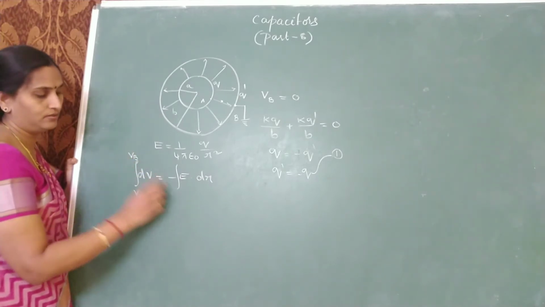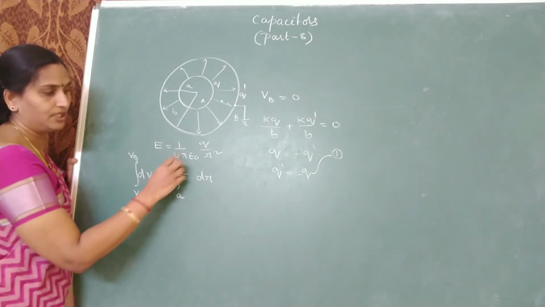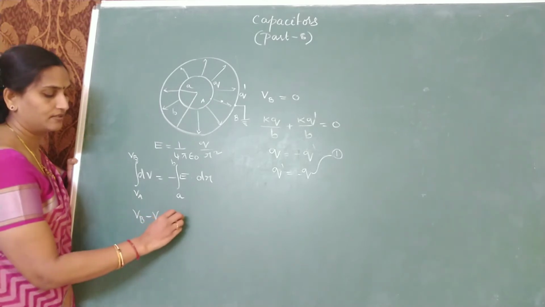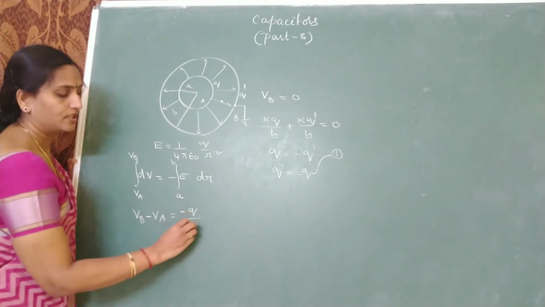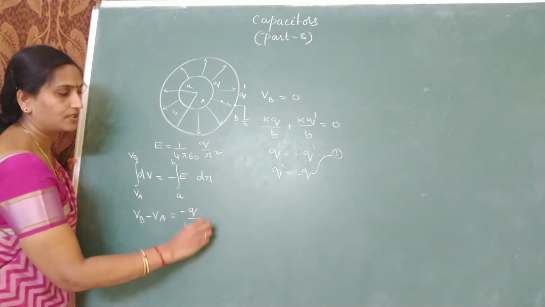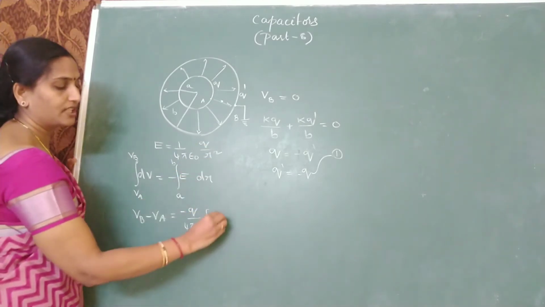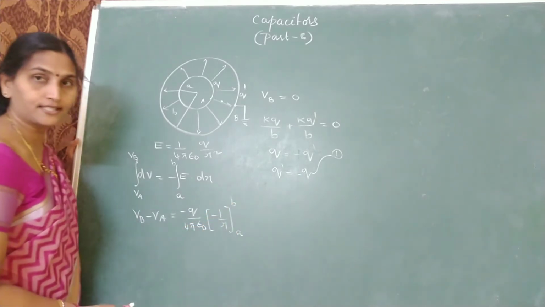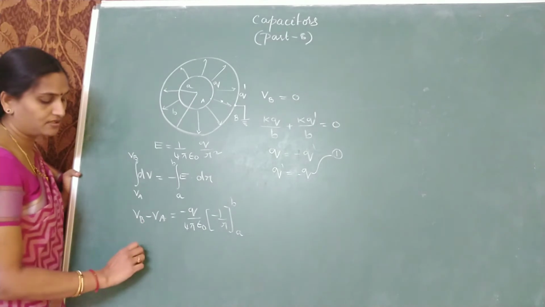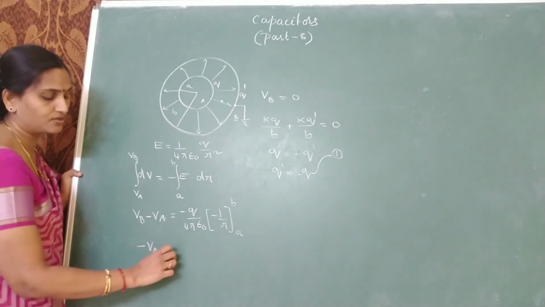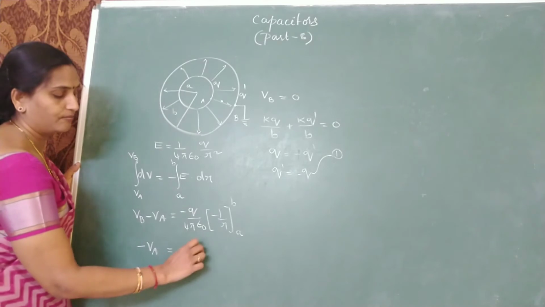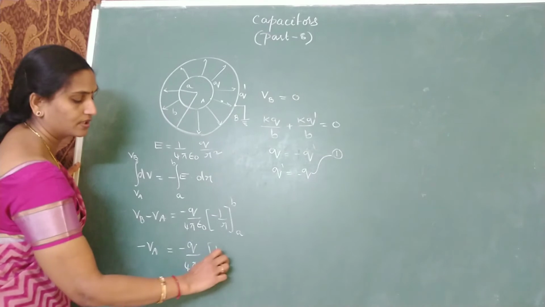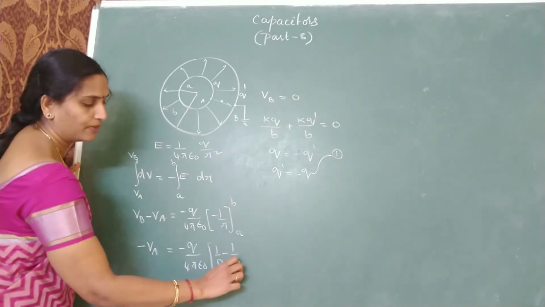We know VB is 0. Put the limits. VB minus VA is minus of Q by 4 pi epsilon naught comes out. The integral of 1 by r square is minus 1 by r, and the limits are from A to B. Okay, just like the previous case. Since VB is 0, we get minus VA as minus Q by 4 pi epsilon naught into 1 by A minus 1 by B.